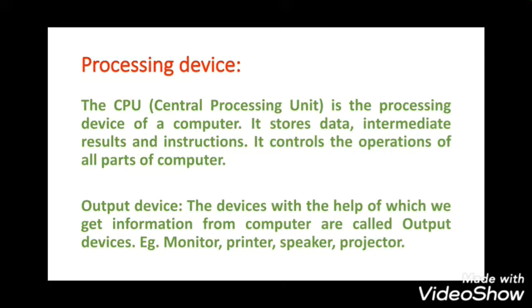Next device is output device. Output is the result obtained from a computer system after processing. The output is in a form that people can understand and use. Words or pictures that are displayed on a screen or on a paper is the output. The devices with the help of which we get the information from the computer are called output devices. For example, monitor, printer, speaker, projectors.